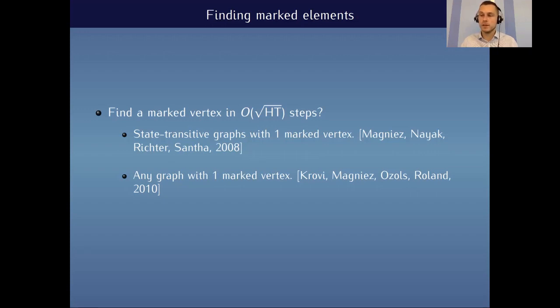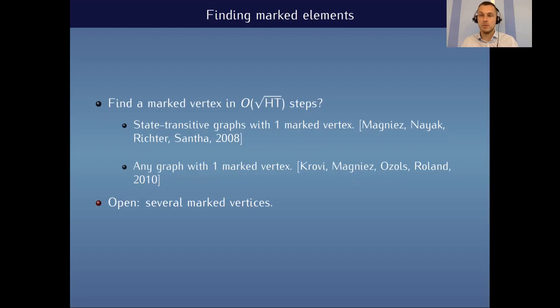And they did it by inventing a novel technique called the interpolated walk. So when there's only a single marked element, you can always find it quadratically faster than classically. But what happens when there are multiple of them? Then we're not guaranteed to find any of them quadratically faster than classically.